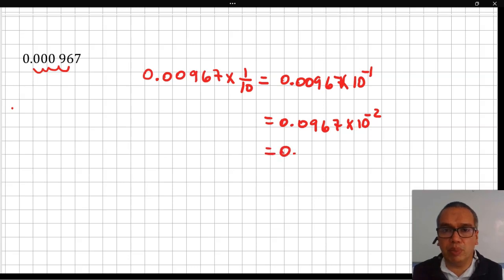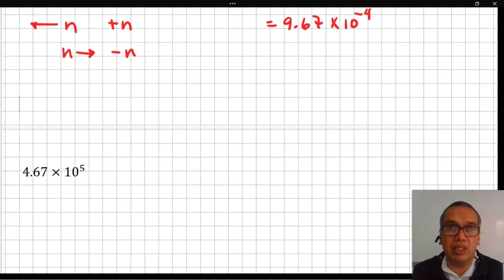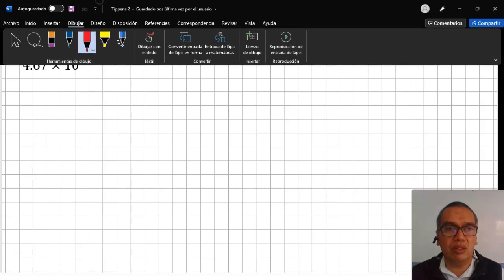This is the same as 0.967 times 10 to the negative 3, or 9.67 times 10 to the negative 4. Summarizing, if you move the decimal point n spaces to the left, you must increase the power of 10 by positive n. If you move the decimal point n spaces to the right, you must decrease the power of 10 by negative n. The reverse is true if you have a number in scientific notation and you need to bring it back to standard notation.